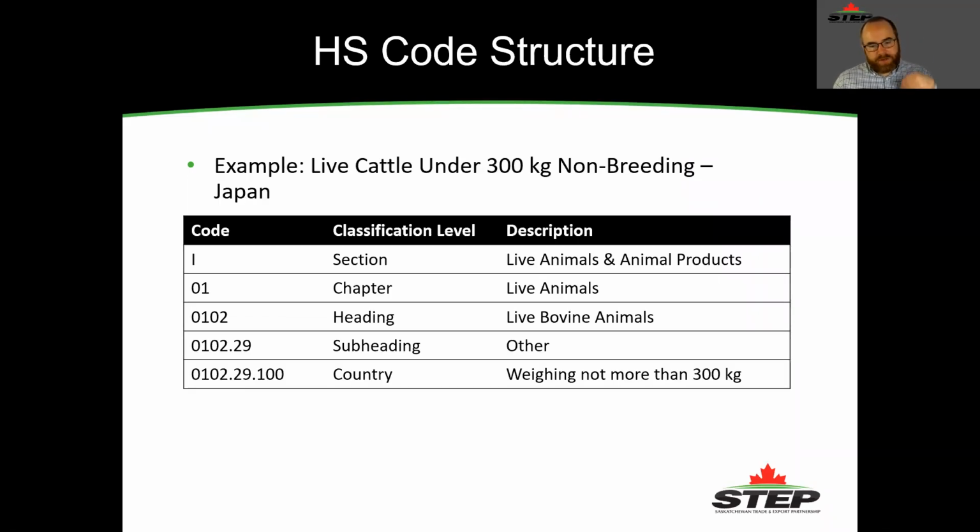Just as an example of what that code is, if we were looking at live cattle heading to Japan from Canada, under 300 kilograms, not for breeding purposes, for slaughter, this is how it would go. You look at the section and find out it's a live animal, then you go to the next level, the chapter, where you look at live animals and it's a bovine animal. Then you look at all the codes underneath there, and you'd pick the best one. In this case, they only have about 5,000 or 6,000 codes, so not every single product in the world has an exact code.